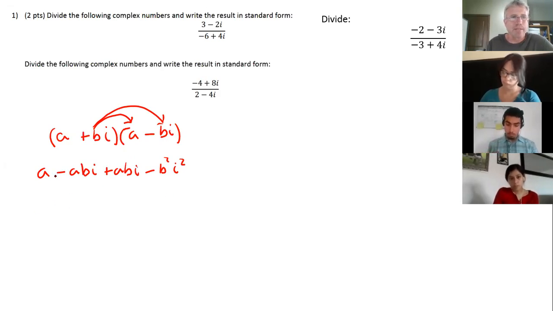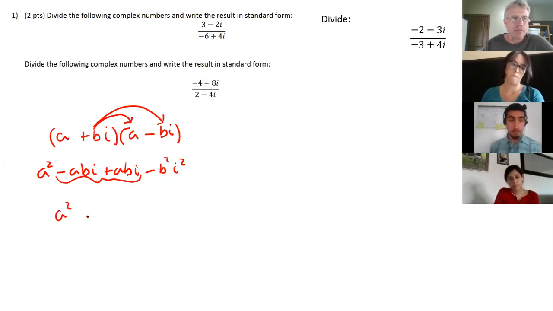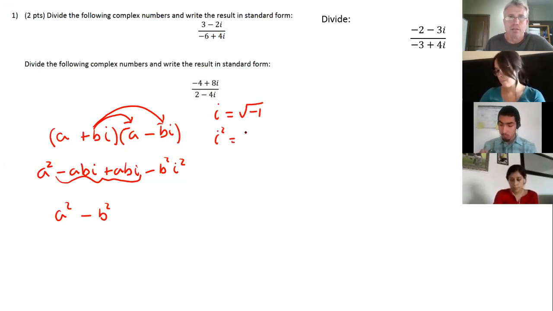And then this simplifies, and what you notice is that these middle terms are opposite and they cancel out and give you a zero. And whoops, a times a is supposed to be a squared, and I said it but didn't write it. So you wind up getting the a squared minus the b squared. And then what we need to remember is that i is defined to be the square root of negative 1. So if you square the i, you're going to square a square root, which means that i squared is always equal to negative 1.